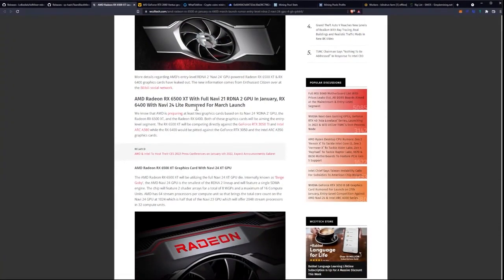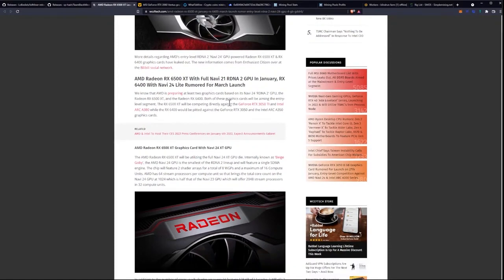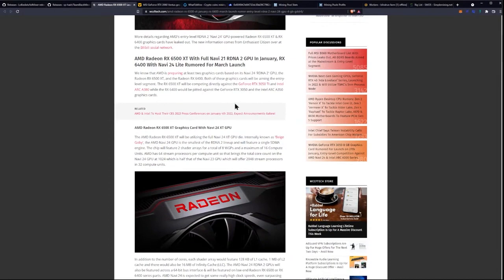More details regarding AMD's entry-level RDNA 2 Navi 24 GPU powered Radeon RX 6500 XT and 6400 graphics cards have leaked. The new information comes from enthusiast citizen over at Bilibili. That's a hard one right there. Bilibili. All right, moving on. AMD Radeon RX 6500 XT with full Navi 24 RDNA 2 GPU in January, and the RX 6400 with the Navi 24 Lite rumored for March launch.